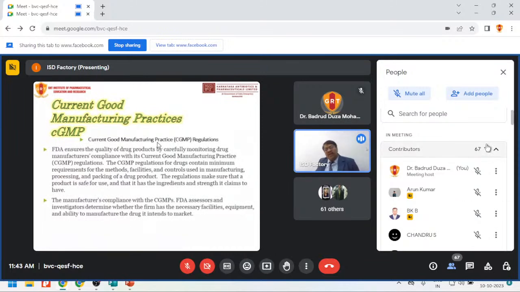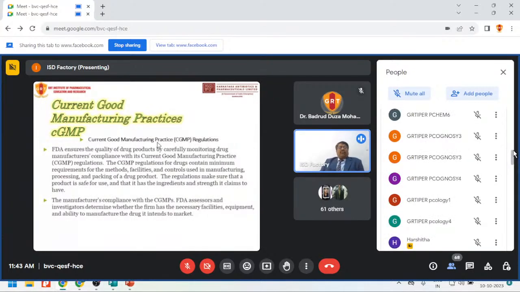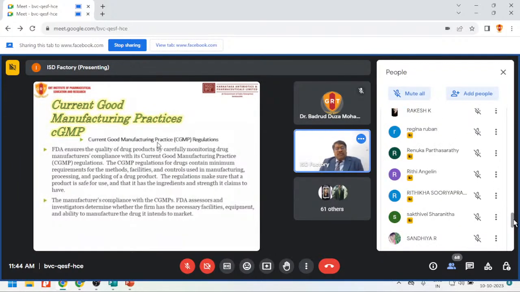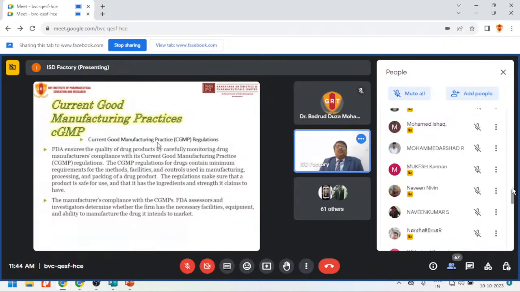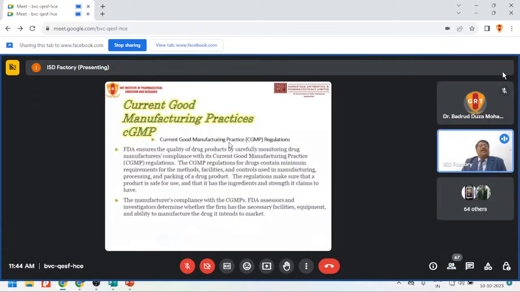In the same way, the tablet manufacturing area will also be taken care of. The regulations make sure that the product is safe for use and has the ingredients and strength it claims to have. So this is the current good manufacturing practices. If you follow the regulations, your systems will be very clear, and the quality of the product is good. So that is one thing.